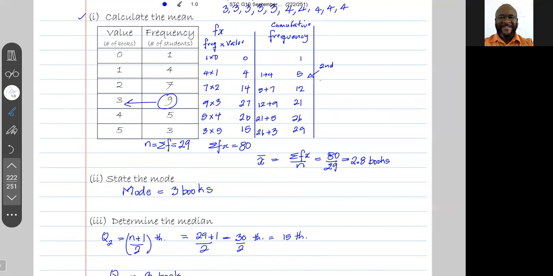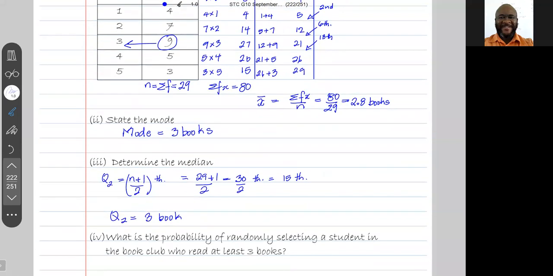After 5th, you have 6th. The 6th value to the 12th value is 2. After 12th, you have what? 13th. The 13th value to the 21st value is 3. Guys, if the 12th value to the 21st value is 3 and the median is the 15th value, it means that the median is also 3 books.